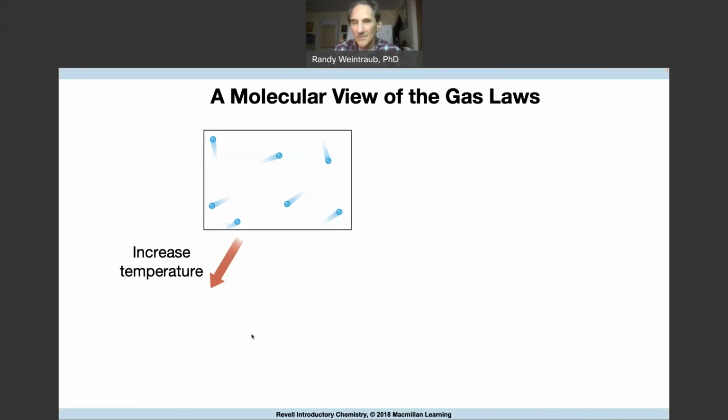So how does the pressure change if the temperature of a gas increases? At high temperatures, the particles move faster. If we think of this at a molecular level, this is our theory of why that pressure increases.